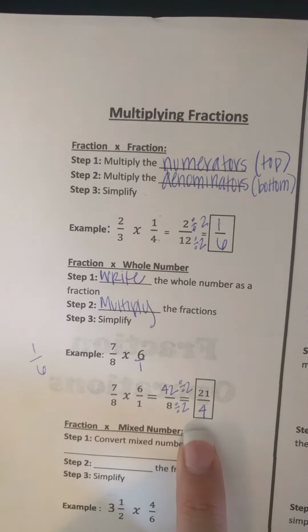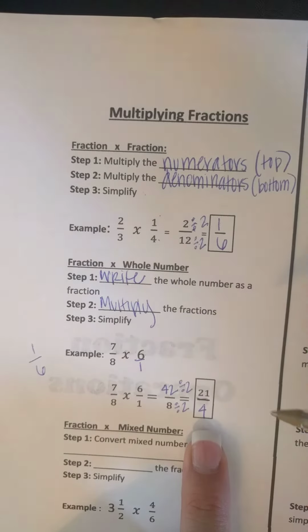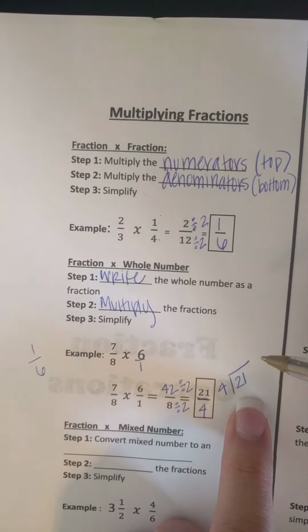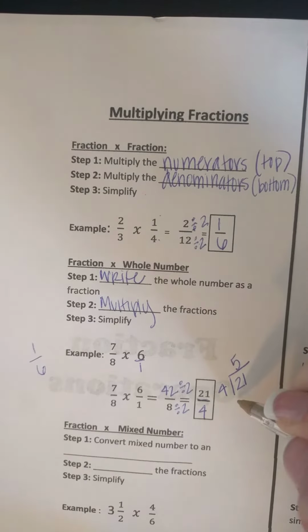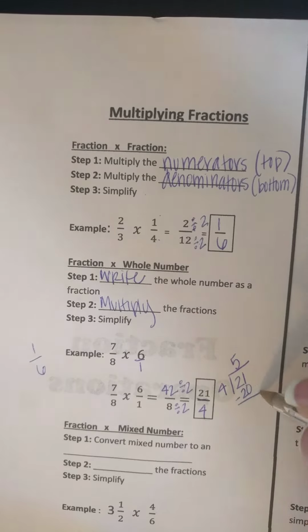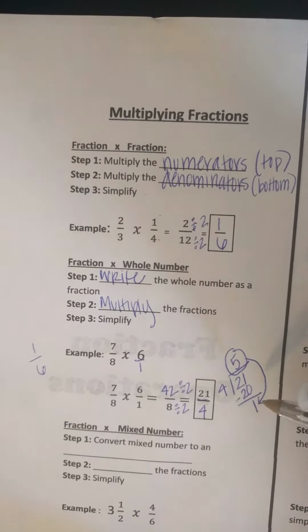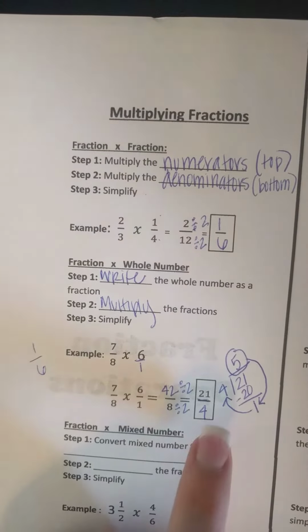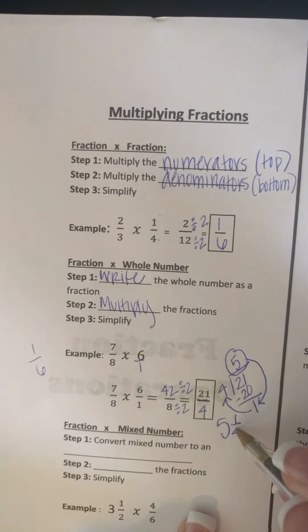So let's practice right now changing this to a mixed number. Remember, this fraction bar means to divide. So I'm going to go top in, bottom out. 4 goes into 21 how many times without going over? 5. So 5 times 4 is 20. 21 minus 20 is 1. So I've got my whole number. My remainder is my new numerator. And I keep the same denominator. So 21/4 is the same as 5 1/4.